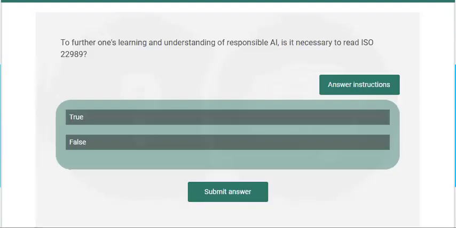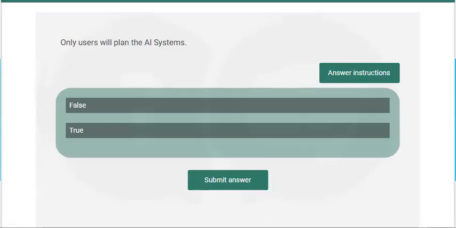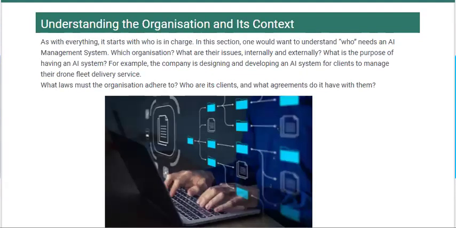Understanding the organization and its context. As with everything, it starts with who is in charge. In this section, one would want to understand who needs an AI management system. Which organization? What are their issues, internally and externally? What is the purpose of having an AI system? For example, the company is designing and developing an AI system for clients to manage their drone fleet delivery service. What laws must the organization adhere to? Who are its clients, and what agreements does it have with them?